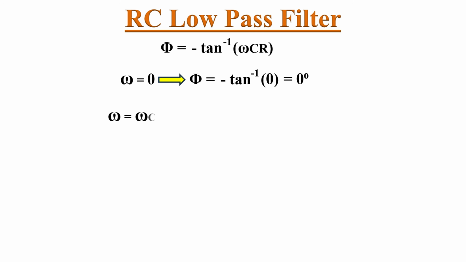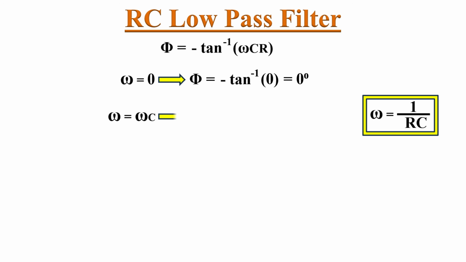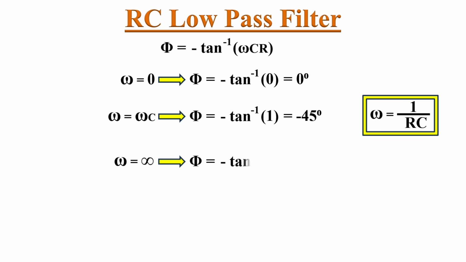Now at cutoff frequency omega c, as we know, omega equals 1 by RC. So the phase value will be minus tan inverse of 1, which equals minus 45 degrees. So at cutoff frequency, the output will be 45 degrees out of phase with the input signal. And if omega equals infinity, then phi equals minus tan inverse of infinity, which equals minus 90 degrees.